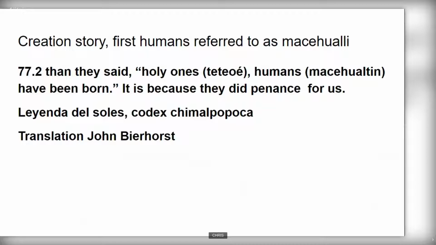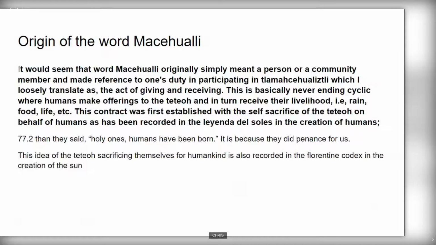classification. If we're thinking of the creation, you have to think, well, in the beginning there were no Pili, as opposed to Masewali, as opposed to the slaves that they had and other ranks. So I want to get into that later, into the origin of the word, and we're going to end it here. But it seems that originally the word Masewali simply meant a person or a community member and made reference to ones participating in what they referred to as Tlamasawalisli, which I loosely translate as the act of giving and receiving. Usually it's translated simply as to do penance or sacrifice.